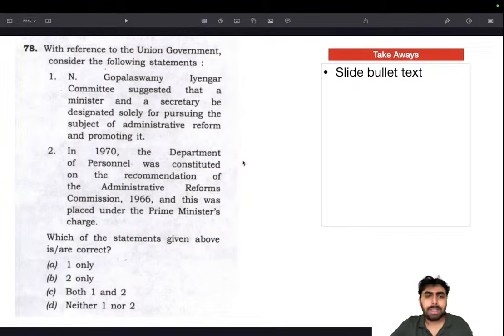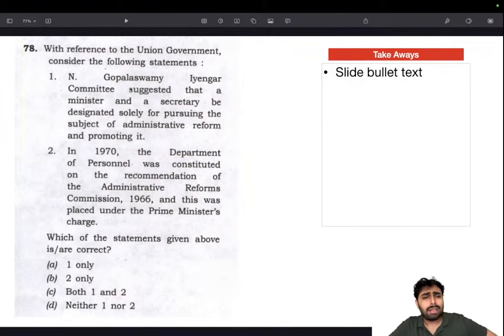So that's one suggestion. And about this question, you should be skipping this. If you don't know the answer, you should be skipping this. I skipped this answer because I couldn't figure out whether this name is right, or is it somebody else, or is it 1970, or is it directly placed under the Prime Minister's charge. Maybe because DOPT, we know DOPT is directly under the Prime Minister's charge right now, but was it like that before, or was it a different ministry? There is a lot of room for error. So the answer is different only.